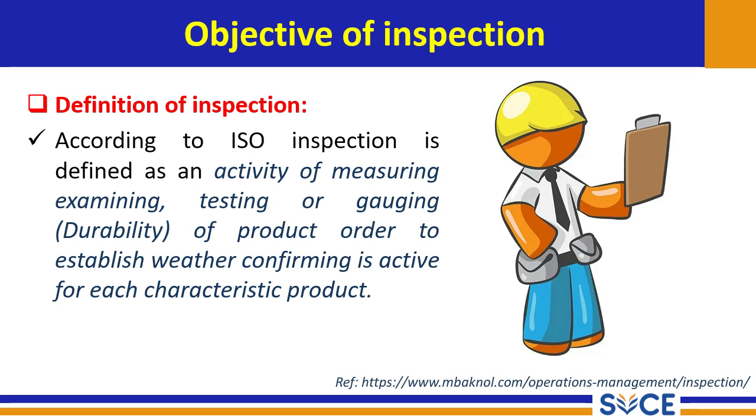According to ISO, inspection is defined as an activity of measuring, examining, testing, or gauging of a product in order to establish whether conformity is achieved for each characteristic of the product. This is the definition given by ISO itself.